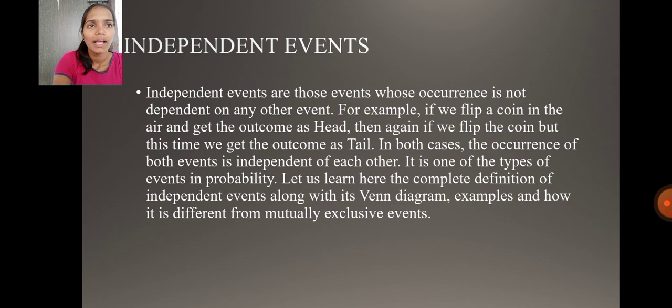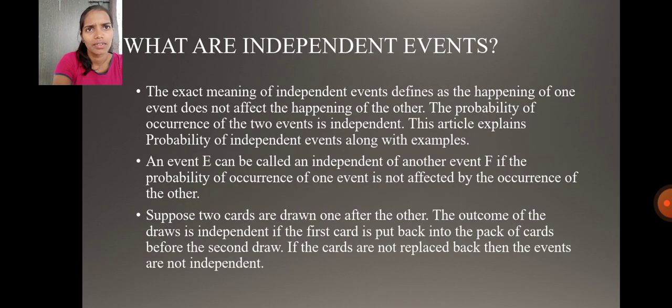For example, if we flip a coin in the air and get the outcome as head, then again if we flip the coin but this time we get the outcome as tail, in both cases the occurrence of both events is independent of each other. It is one of the types of events in probability. Let us learn here the complete definition of independent events along with its Venn diagram, examples, and how it is different from mutually exclusive events.